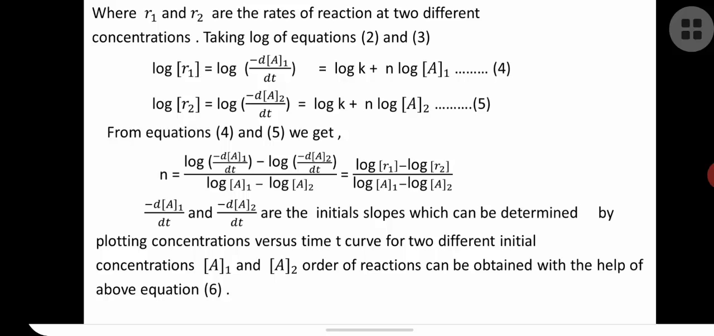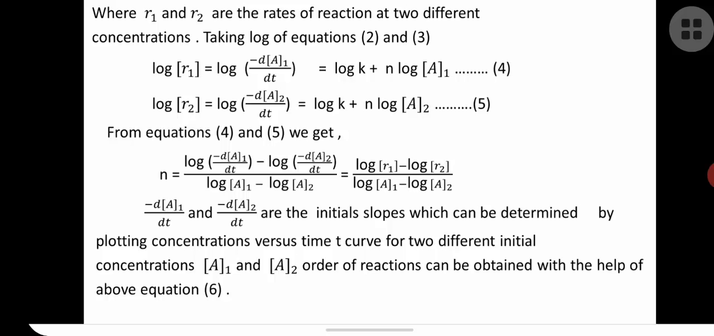We get log of R1 is equal to log of minus d concentration of A1 upon dt is equal to log K plus n log concentration of A1. It is equation 4. Similarly, log of R2 is equal to log of minus d concentration of A2 upon dt is equal to log K plus n log concentration of A2. It is equation number 5.